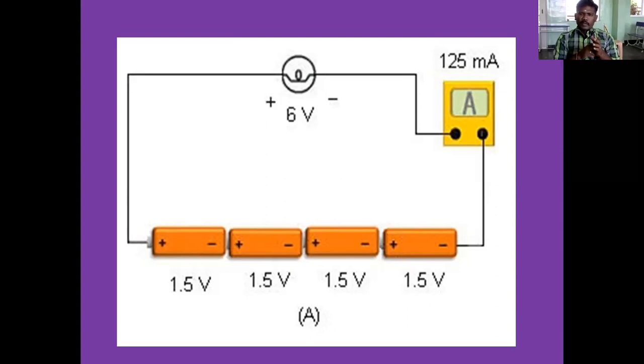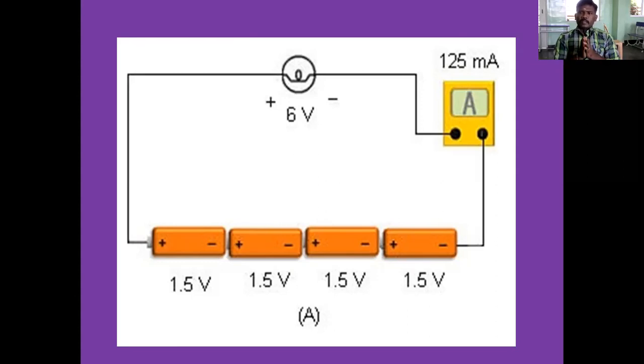End-to-end connection means the negative terminal of the first cell is connected with the positive terminal of the second cell. In the same way I have connected all these cells. The negative terminal of the second cell is connected with the positive terminal of the third cell. The negative terminal of the third cell is connected with the positive terminal of the fourth cell. And once again, the negative terminal of the last cell is connected with the positive terminal of the first cell.